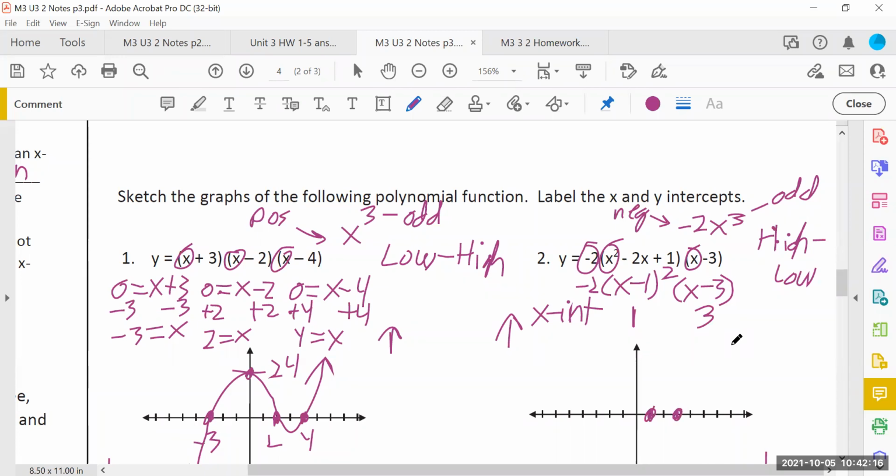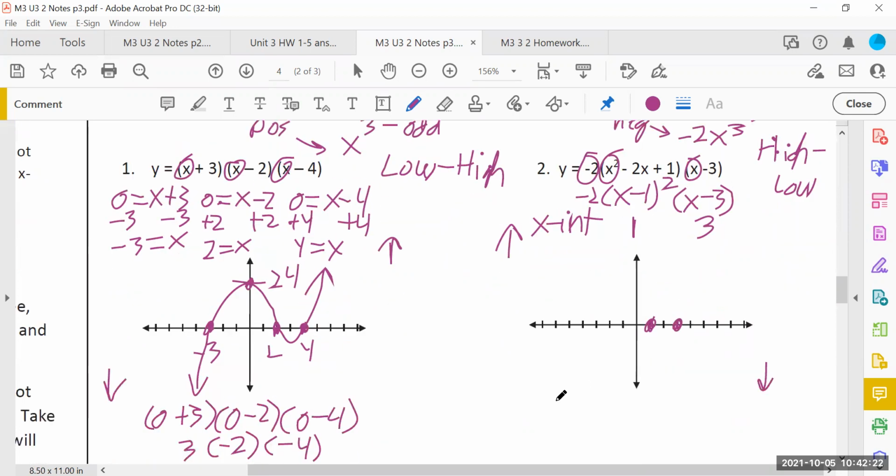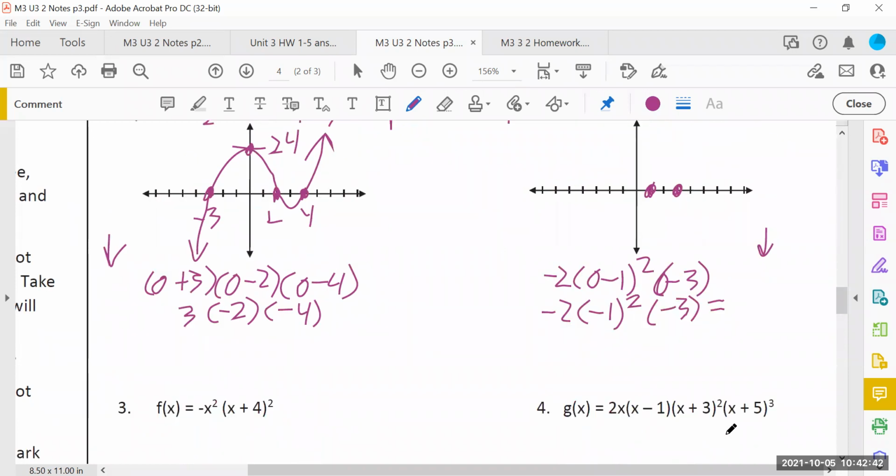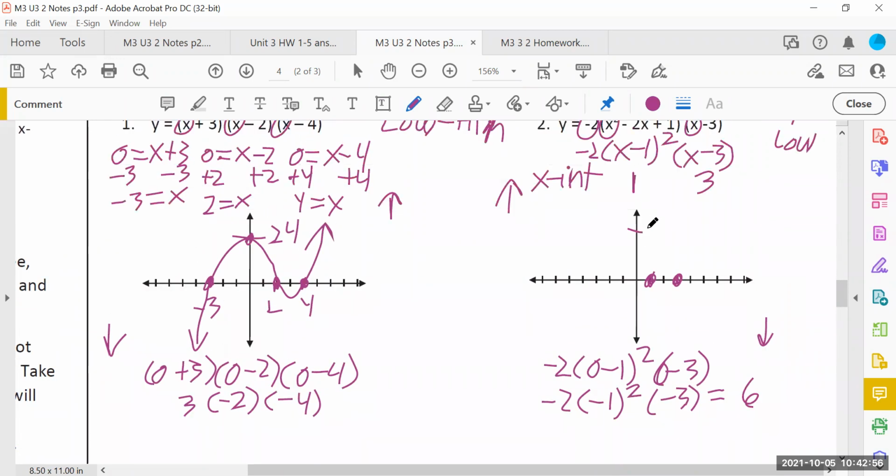My y-intercept, I can put 0 in for x, either to the original one or the factored one. -2 times 0 minus 1 squared times 0 minus 3, which would be -2 times -1 squared, or -1 times -1 times -3. -2 times -1 times -1 times -3 all becomes just 6. Is everybody following so far? Okay. So all of that together, that's my y-intercept. That's up here at 6.